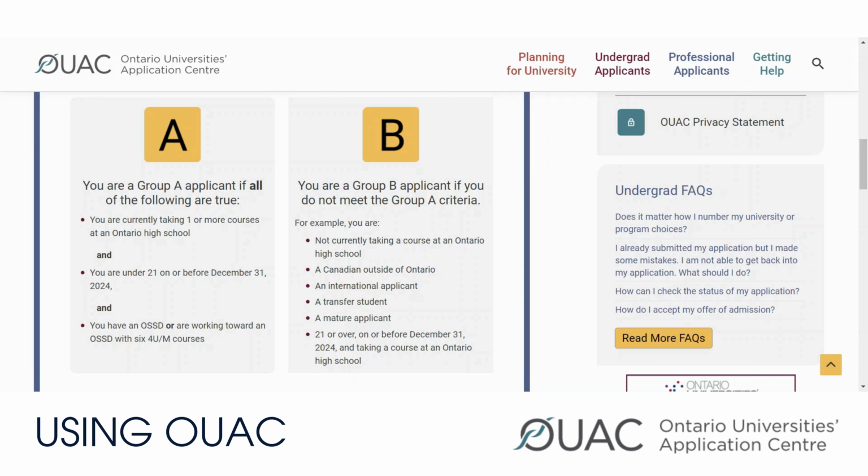However, if you are not meeting those conditions, meaning that you have taken a high school course outside of Ontario, whether that be in British Columbia all the way to another country, so if you're a Canadian outside of Ontario, if you're an international student, if you're a transfer student, if you're a mature student, or if you're over the age of 21, you'd be applying using Group B or the 105 application. And I'll talk a little bit about that when we get to that next section.